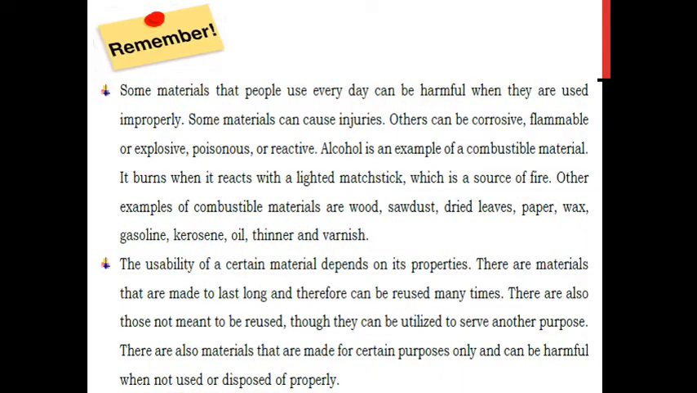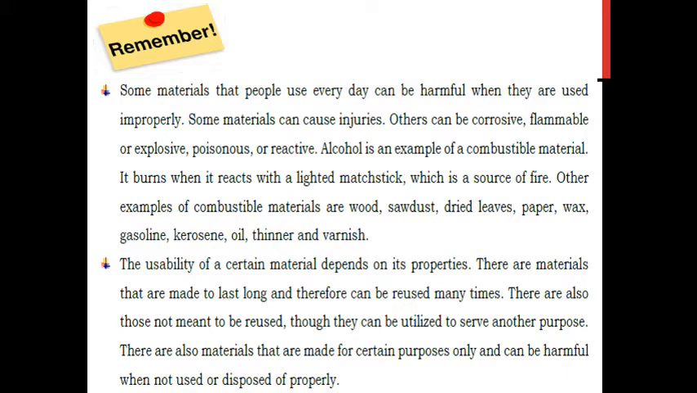Some materials that people use every day can be harmful when they are used improperly. Some materials can cause injuries. Others can be corrosive, flammable, or explosive, poisonous, or reactive. Alcohol is an example of combustible material. So, pwede yung sumasabog, yung napabalita nung nakaraan na iniwan sa loob ng kotse sa initan. Sumabog yung alcohol. Kasi nga, in demand ang alcohol. Laging may alcohol na iniwan sa kotse na mainit ang temperature.